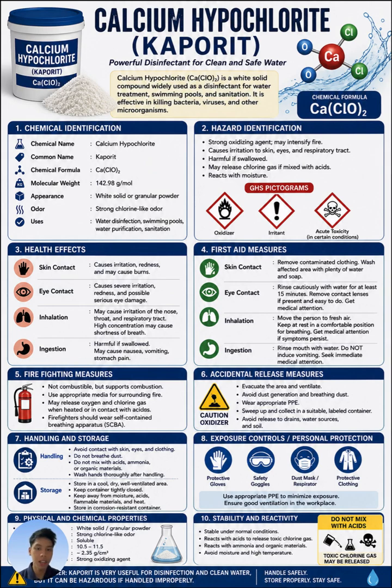Then the next one, we discuss safe handling and storage. Calcium hypochlorite should be stored in a cool, dry, and well-ventilated place, and it must be kept away from moisture, acids, ammonia, and flammable materials because these substances can trigger dangerous reactions. The container should always be tightly closed to maintain stability.